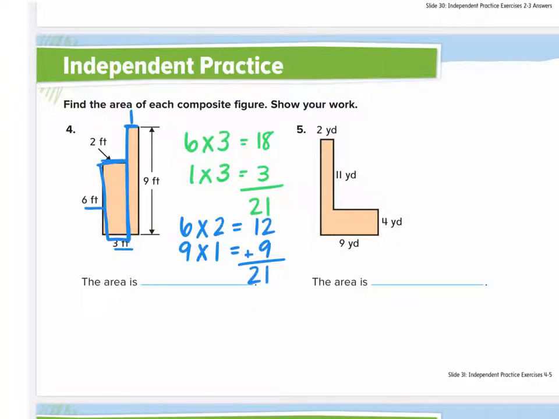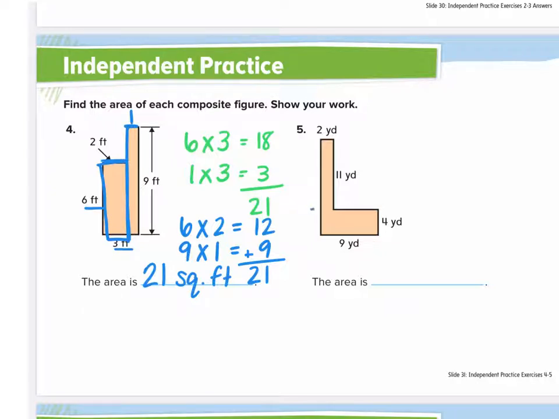So you can break it either way. It's just whichever is easiest for you to find the length and width in your brain. Some of us are going to see one way is easier than the other. So the answer is 21 square feet. And let's move on to the next composite figure.